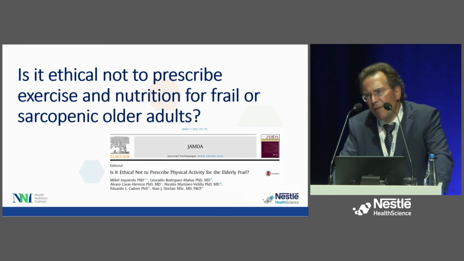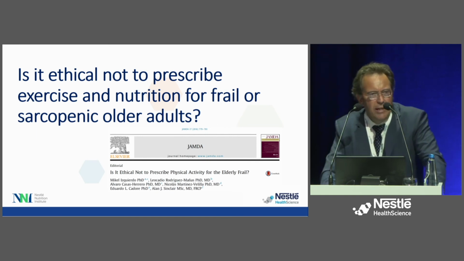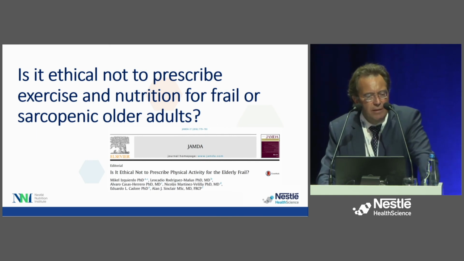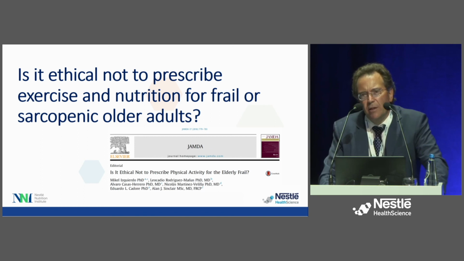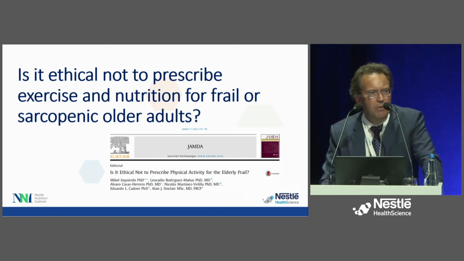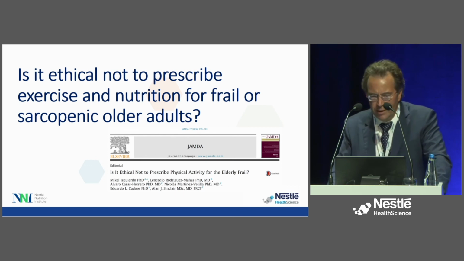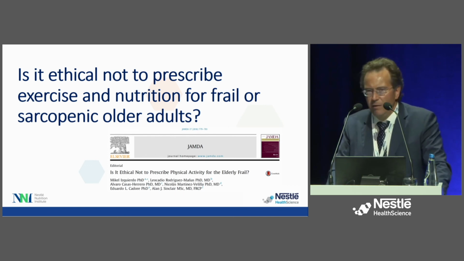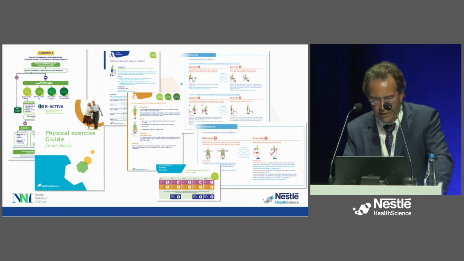So after all the things I have told you here, I would like to ask you: do you think it is ethical not to prescribe exercise and nutrition for frail or sarcopenic older adults? Because, like the authors of this paper, I am absolutely sure that it's not ethical. And if we screen for these conditions, we must treat them.